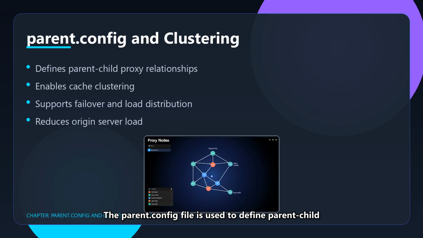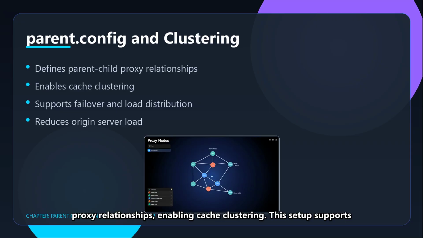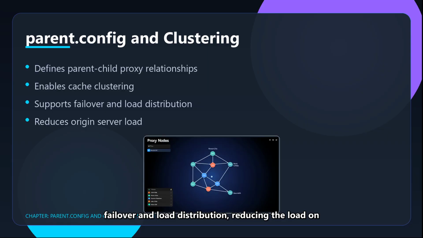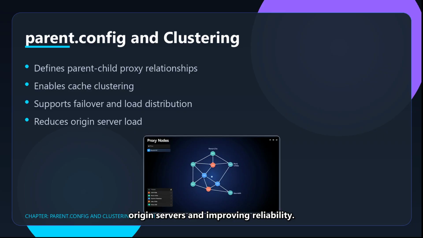The parent.config file is used to define parent-child proxy relationships, enabling cache clustering. This setup supports failover and load distribution, reducing the load on origin servers and improving reliability.